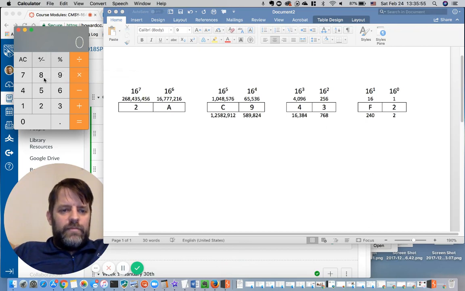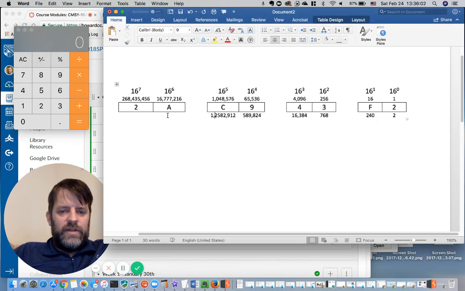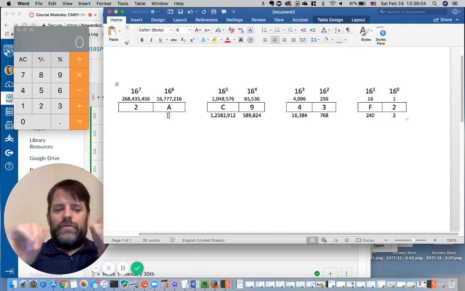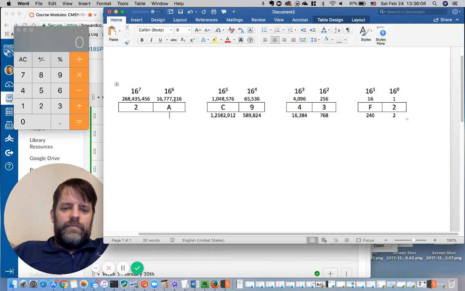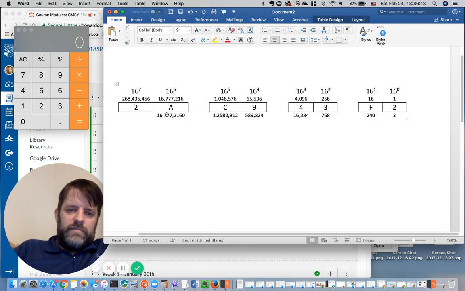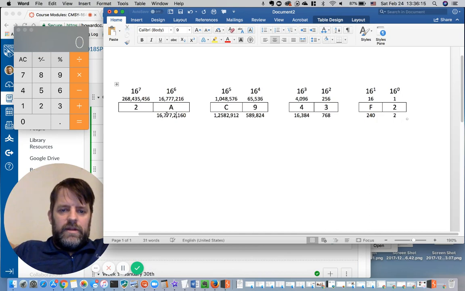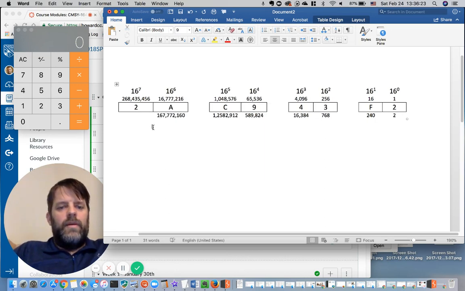We've got A, which is 10, in the 16,777,000 place. This one, I don't even need a calculator for, because it's just multiplying by 10, since A is 10. So it's 10 times this. Add a 0 to the end. And then, of course, since we are using commas, we have to shift all the commas over. There you go, 167 million.